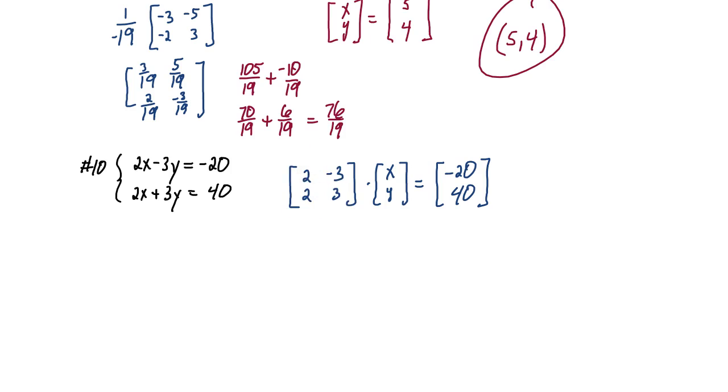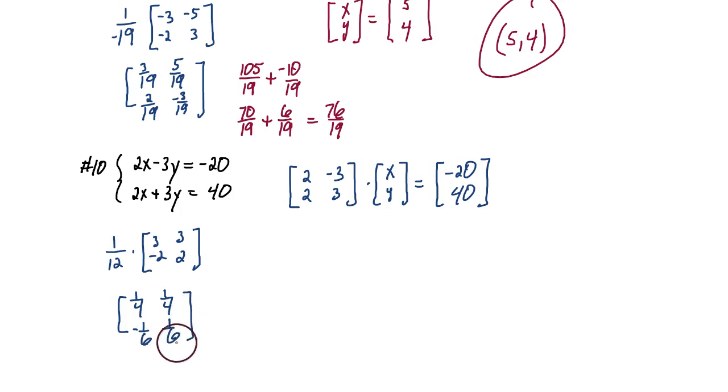Now let's get the inverse of that coefficients matrix. 1 over, this is 6 minus -6. 6 minus -6 is 12. 3, 2, 3, -2. And now let's distribute the scalar. So we get 3/12, which reduces to 1/4, 3/12, which is 1/4, -2/12, which is -1/6, and 2/12, which is 1/6. So here's our inverse that gets multiplied on the left side and right here.